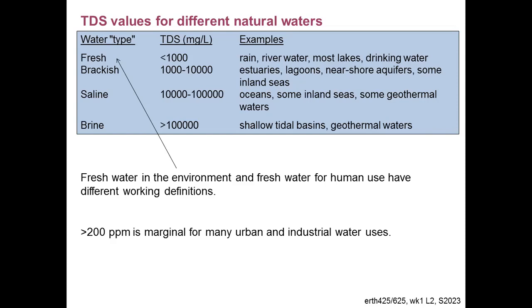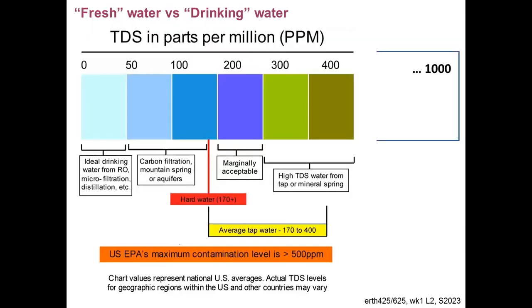Now, fresh water in the environment, as defined by this table, and fresh water for human use have really different working definitions. As we'll see on the next slide, even something as low as 200 parts per million, which is just 20% of the maximum value to still be called fresh in the environment, is acceptable for any kind of human use. So this is a table where I've taken that 1,000 and I've chopped it up and just shown you the parts and units of sort of fractions of 100, except we've also further broken out 0 and 50 for TDS and what is good for.